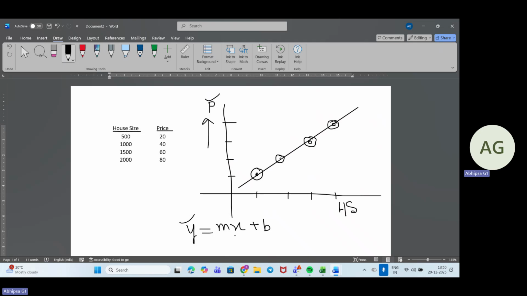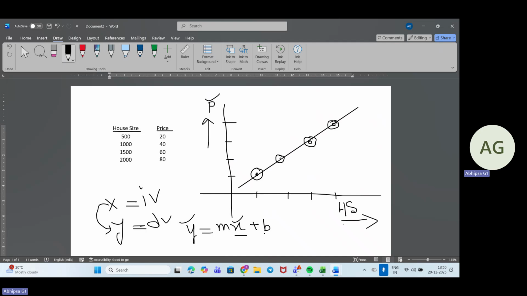Now coming down to x, what is x? X is my house size, because along x we have taken the house size. X is the independent variable, and y is the dependent variable, because y actually depends on the value of x. Based on the house size, we are predicting the price, right?